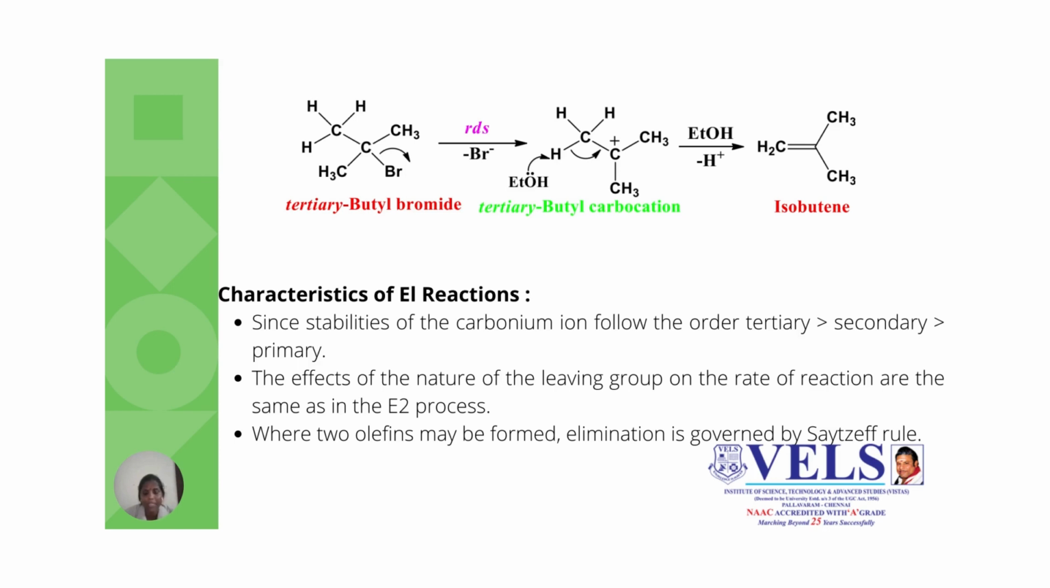Then what are the characteristics of the E1 reaction? They are the same as for the E2 reaction. The order of reactivity is as follows: tertiary is greater than secondary, which is greater than primary. The effect of the nature of the leaving group is the same as for the E2 reaction. Here in the E1 reaction, if two olefins may be formed, the elimination is governed by the Saytzeff rule.